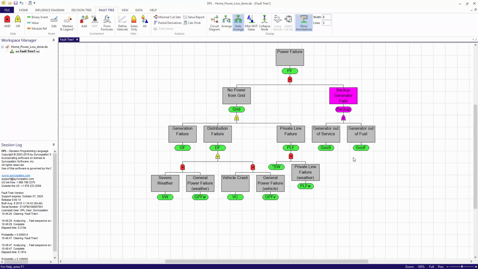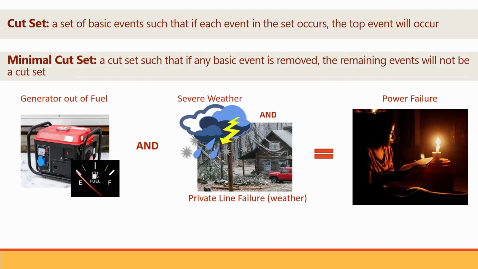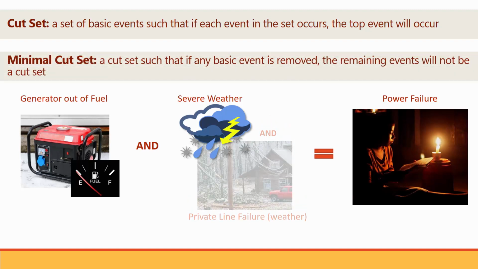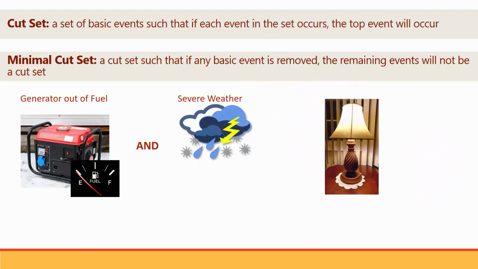One of the primary outputs of a fault tree that I'd like to introduce are cut sets. Within a given fault tree, there should be some set of basic events such that if each event in that set occurs, the top event will occur. Such a combination of basic events is called a cut set. A minimal cut set is a cut set such that if any of the basic events are removed, the remaining events will not be a cut set.